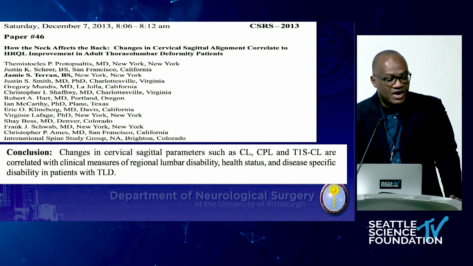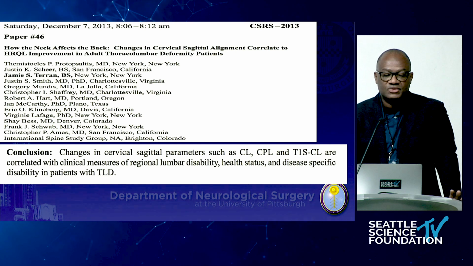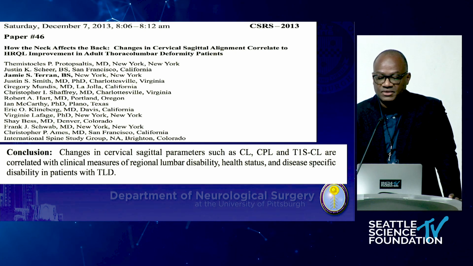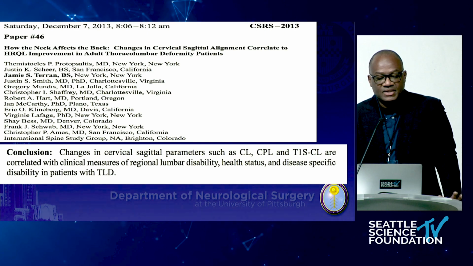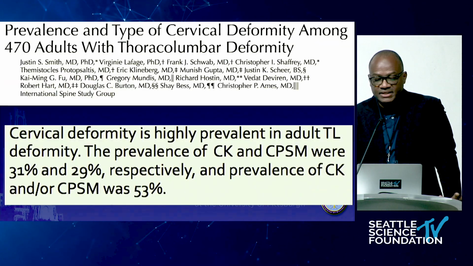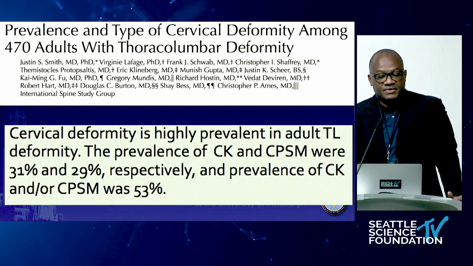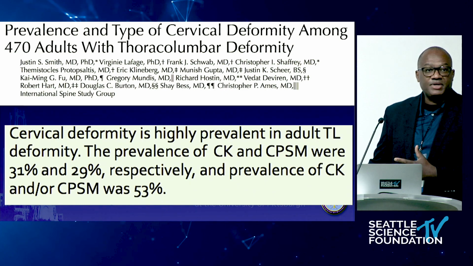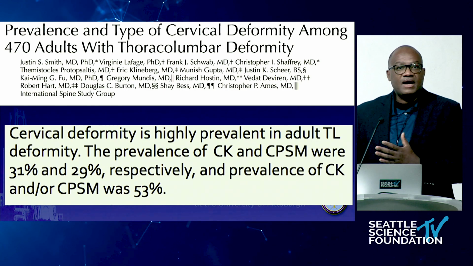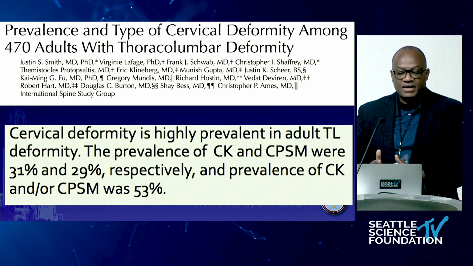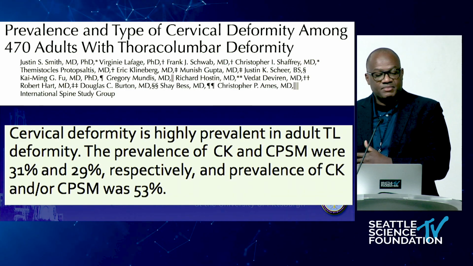We are very aware of how the neck affects the back. Changes in cervical alignment correlate to HRQOL improvement in adult thoracolumbar deformity patients. And this matters to their health status and disability. So there is also a prevalence of cervical deformity amongst patients with thoracolumbar deformity. So sometimes when I examine a patient, maybe there's some myelopathy, but I always want to examine the cervical alignment in relation to thoracolumbar deformity.